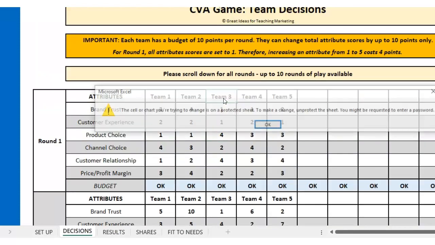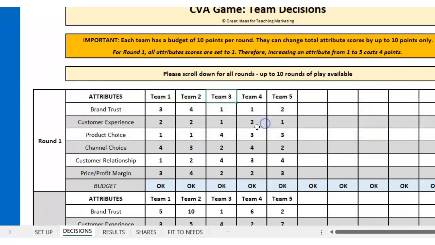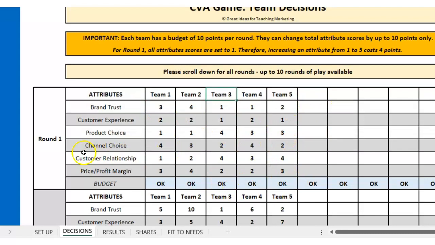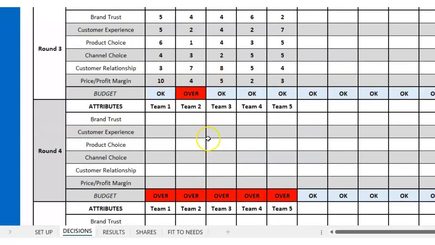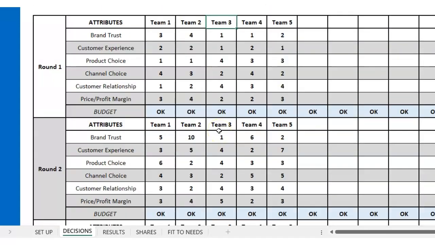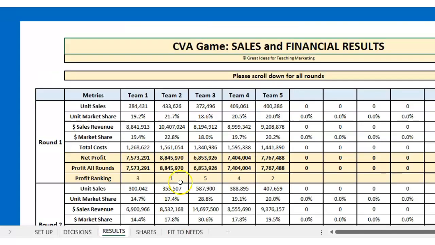You cannot type over the top of anything. If you try to, you're only allowed to enter here. And away we go. And just go round 1, 2, 3, all the way down. I've got some pretend data there, so that's why I'm getting some strange numbers, but as you'll work through. As soon as you enter all the decisions, we then go off to the results.